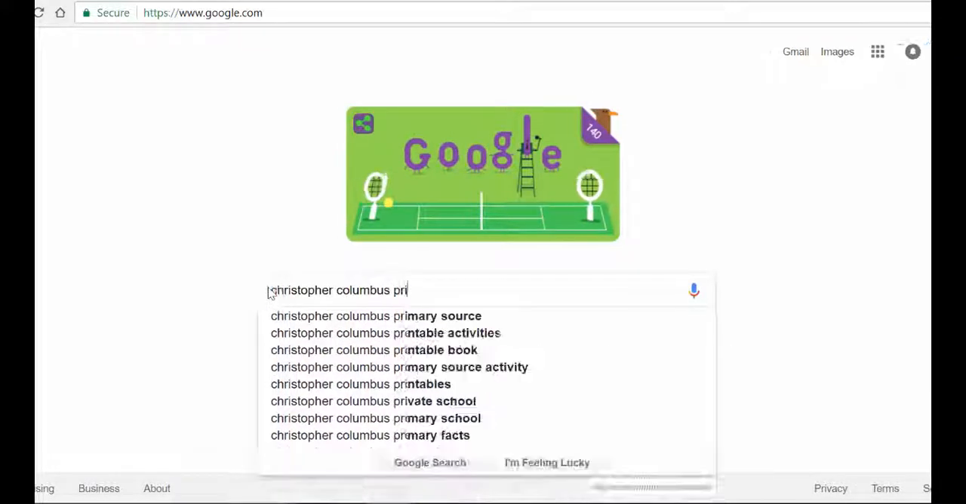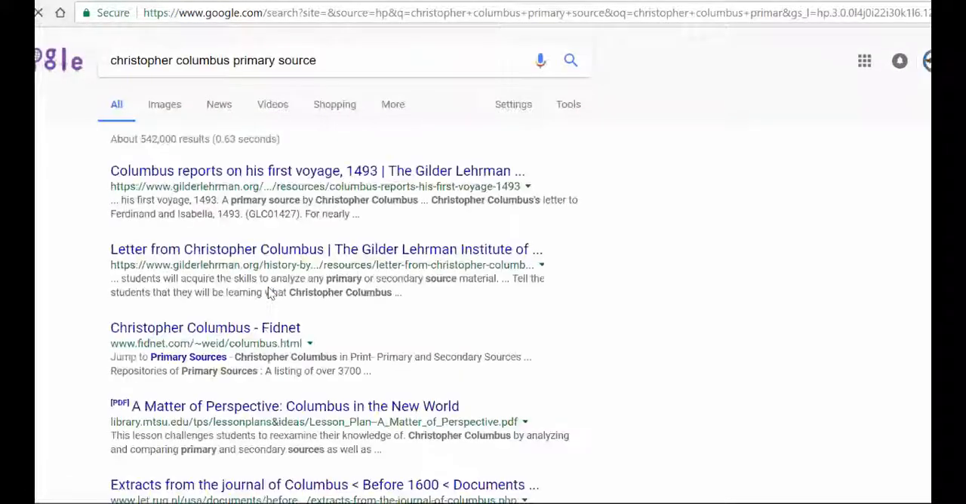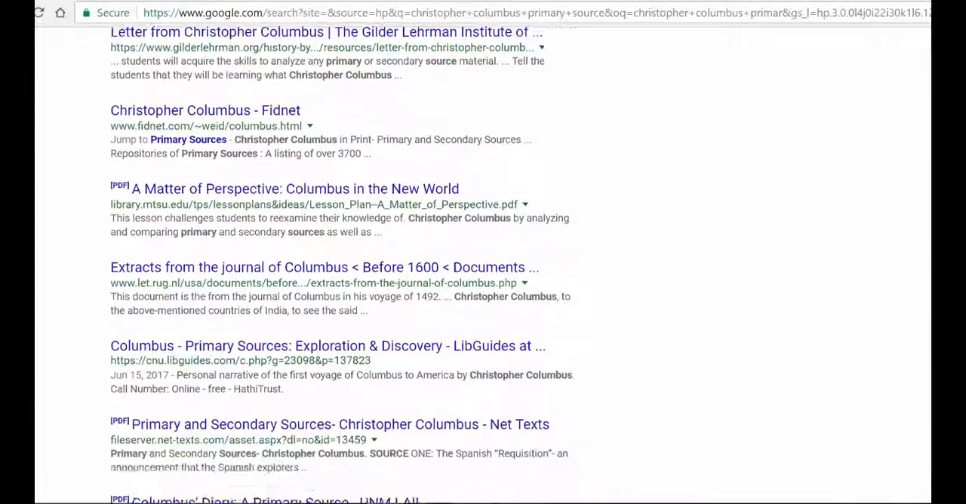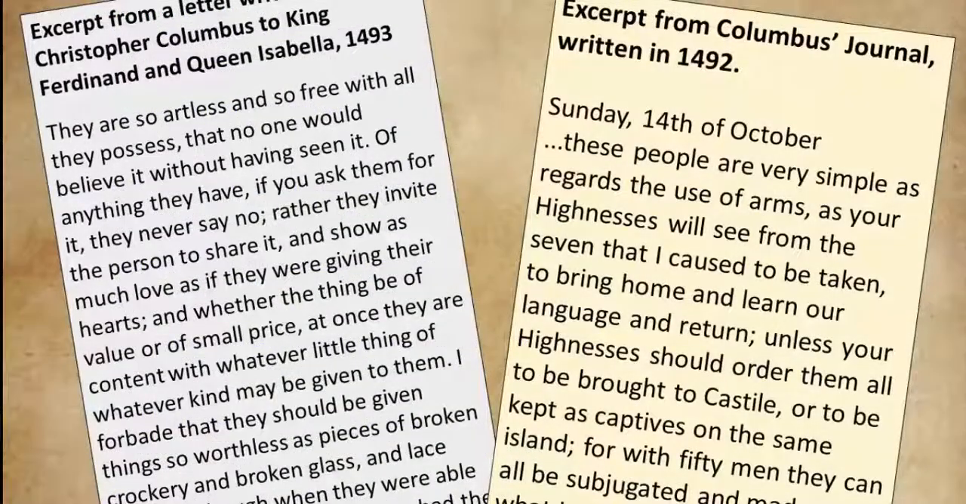A simple internet search will yield long lists of primary sources relating to Christopher Columbus. We will look at an excerpt from a letter and from his journal in this video, but you could certainly find far more than this. Of course, primary source documents like these are not easy reading for students. They were written by adults, for adults, in a time long ago, and the language is reflective of that.